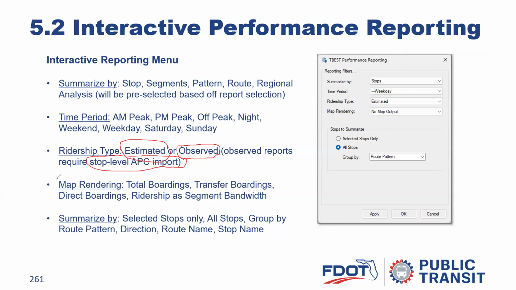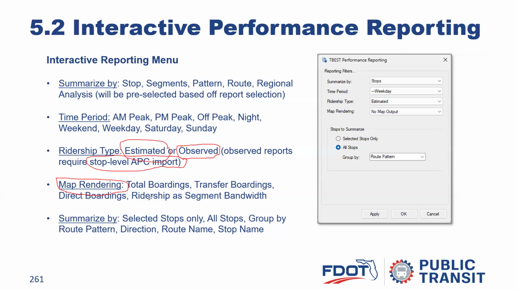There's also the map rendering, where you can render total boardings, transfer boardings, direct boardings, and then ridership as segment bandwidth. You can do it at the stop level or at the segment level. And you can summarize as well: by the selected stops only, or all stops. You can group by route pattern or direction, route name, or stop name.